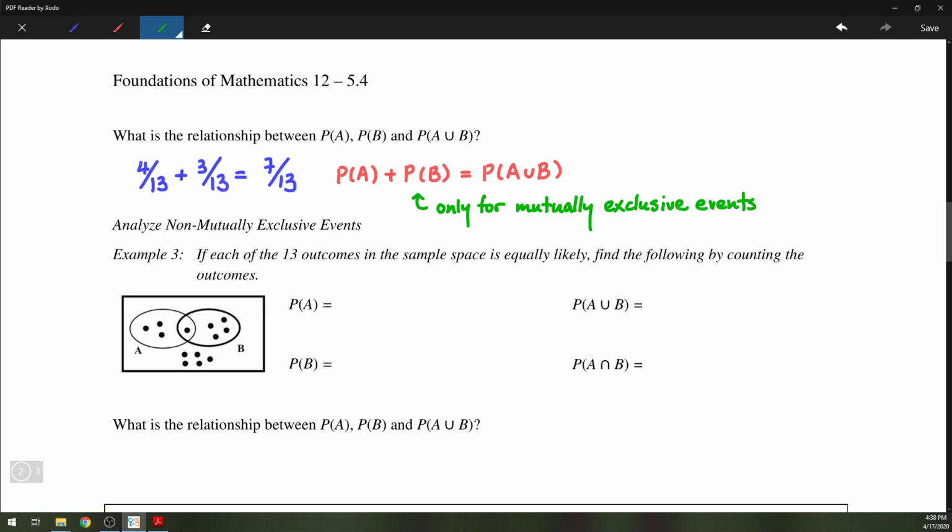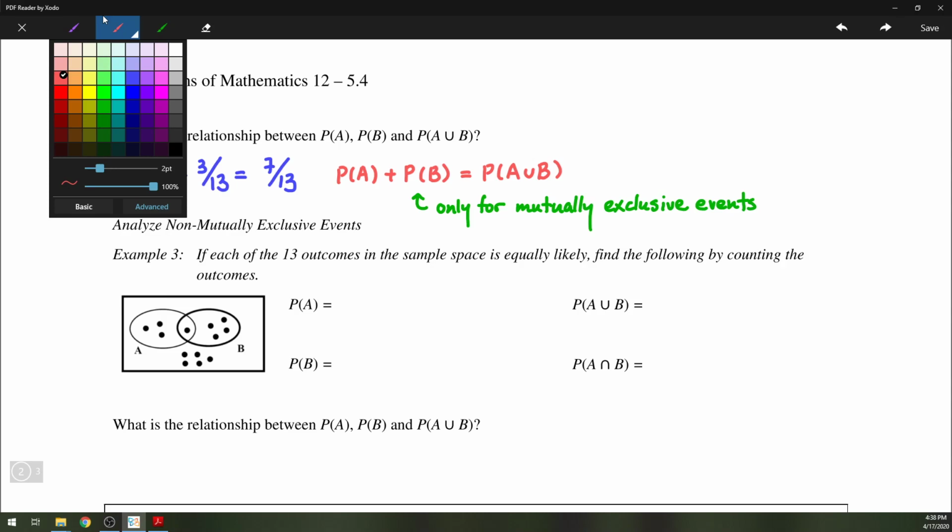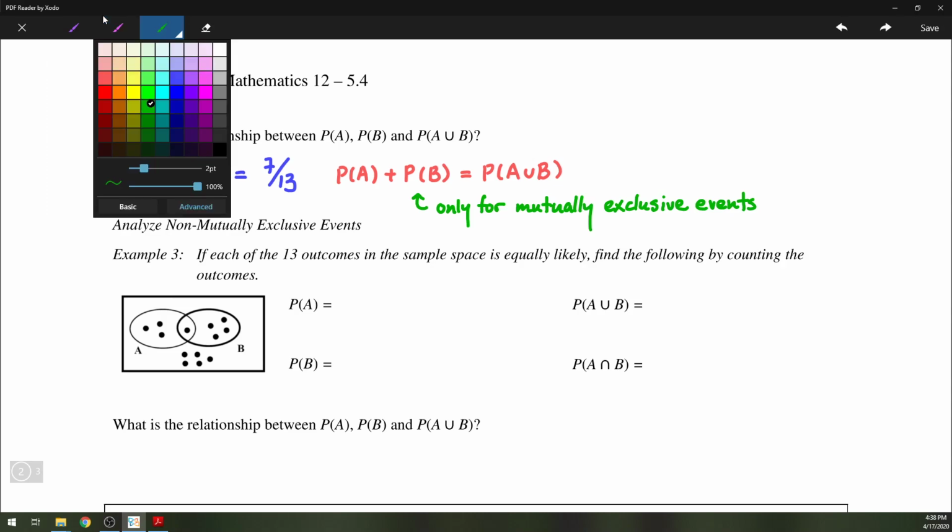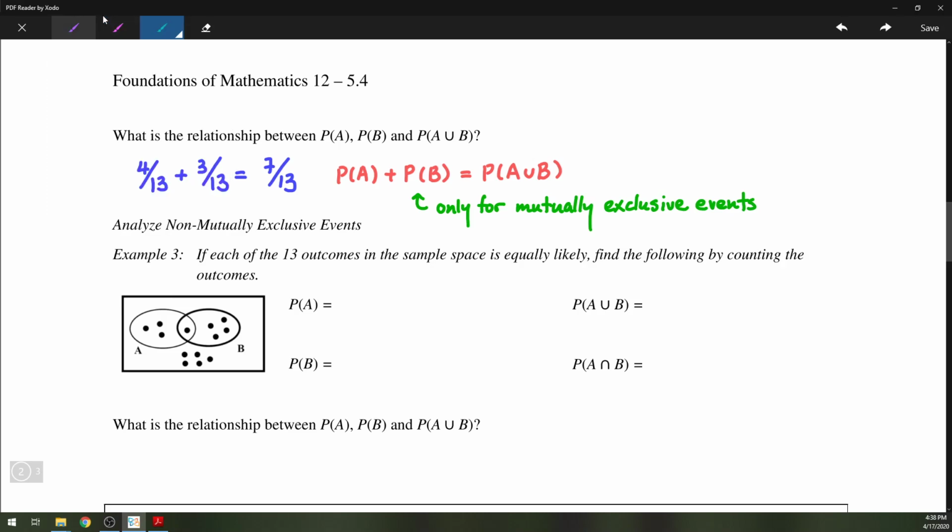Okay, let's look at a second diagram. You can see in this case A and B, they share a common element. So the math will be slightly different here, and we probably have to come up with some more generalized equations for this one. So the probability of A will be 1, 2, 3, 4, 4 out of 13, because you have to count the one that's in the middle.